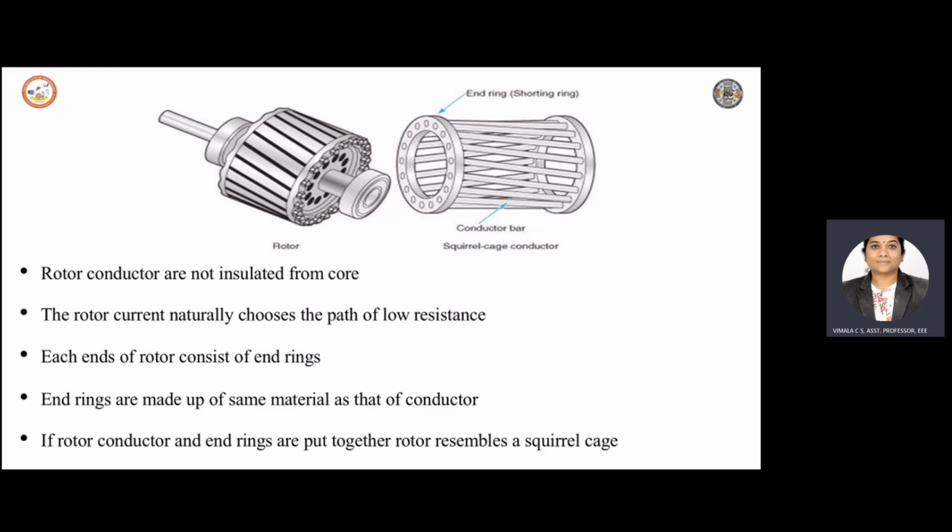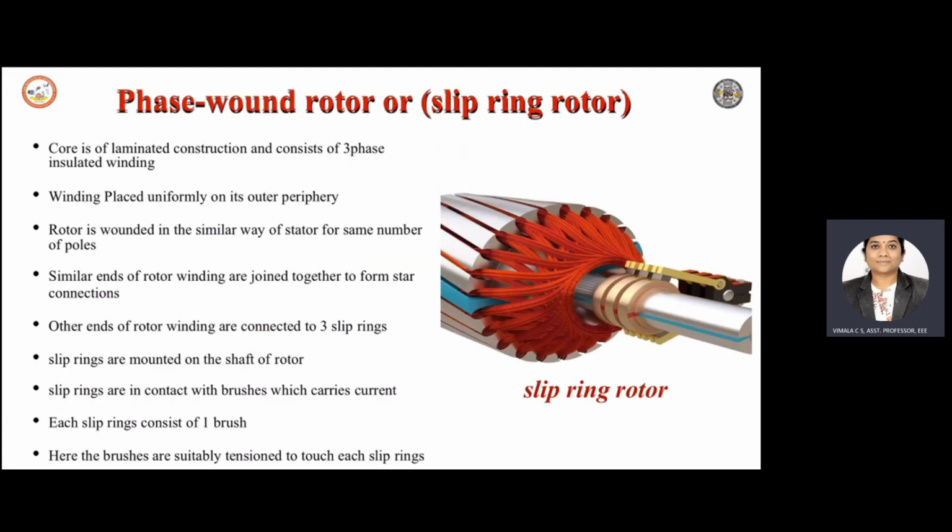Next we come up with another type of rotor, that is the slip ring or phase wound rotor. In this type of construction, the rotor winding is exactly similar to the stator. The rotor carries a three-phase star or delta connected distributed winding wound for the same number of poles as that of the stator. The rotor construction is laminated and slotted, and the slots contain the rotor winding.